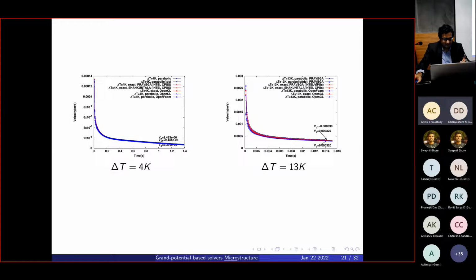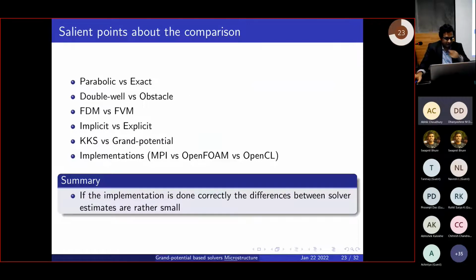So there's a multiplex comparison that I'm trying to present over here. And my point is the following. The salient points: we have compared parabolic versus exact, as we have done. We have compared solvers that are different, so you are comparing double well in some of the solvers versus obstacle potential. So your potentials are different. You are comparing finite difference approaches versus finite volume. Finite difference are the OpenCL approaches as well as the grand potential approaches, whereas finite volume is the OpenFOAM approach. Implicit solvers were used for OpenFOAM. Explicit solvers were used for finite difference. KKS was used for the OpenCL solvers. Grand potential was used for the MPI solvers, and the implementations were different.